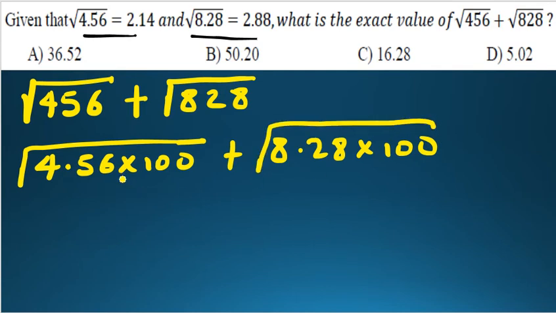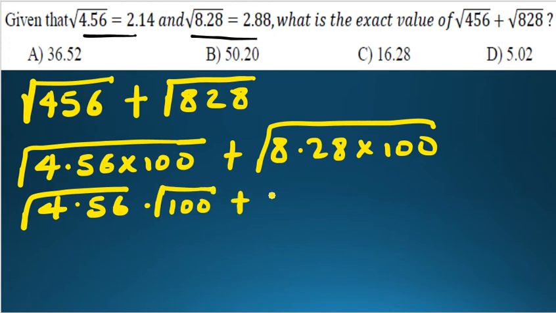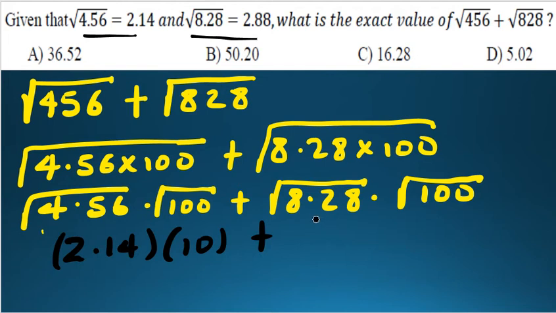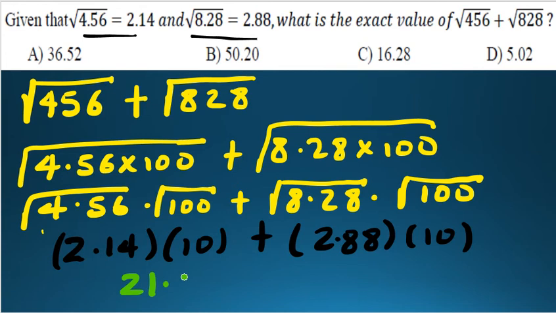Then the next step is to decompose the radical and give it for each. So radical 4.56 times radical 100, plus radical 8.28 times square root of 100 again. Because it's multiplication, we can separate. Now I have the square root of 4.56, which is given already, 2.14, multiplied by 10 because the square root of 100 is 10, plus in the same manner 8.28 is given, 2.88, multiplied by 10. Then when you multiply by 10, the point is shifted once: 21.4 plus 28.8. That's going to be the final answer.